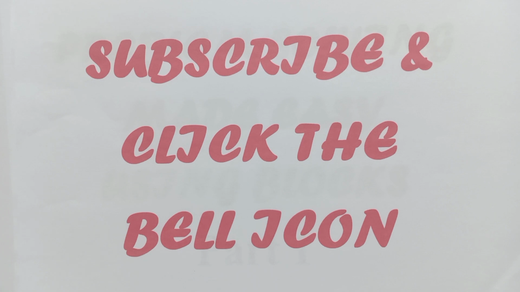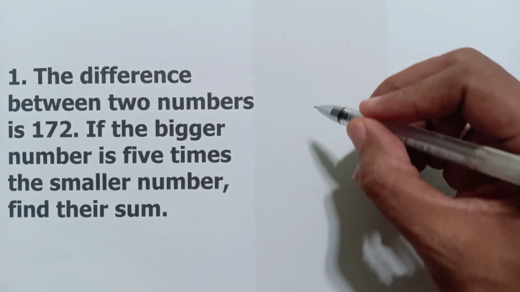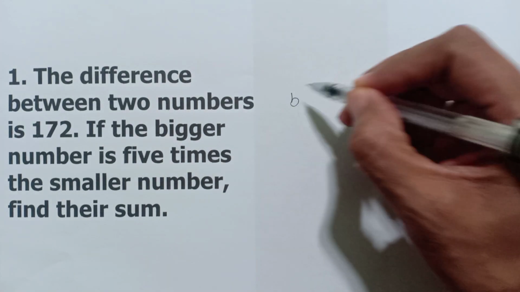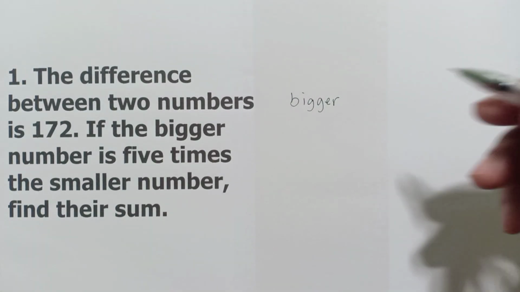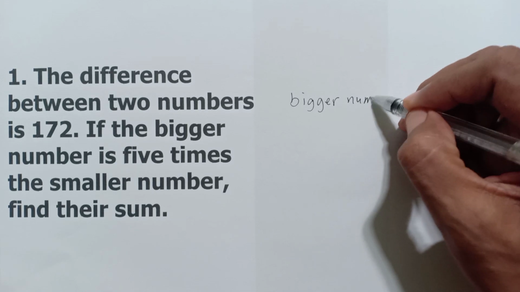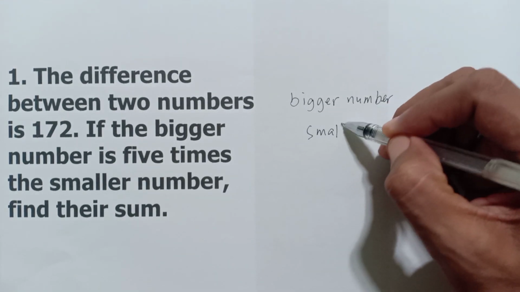So let's get started. Let's have problem number 1. The problem is: the difference between two numbers is 172. If the bigger number is 5 times the smaller number, find their sum. So let's write bigger number here, then smaller number here.